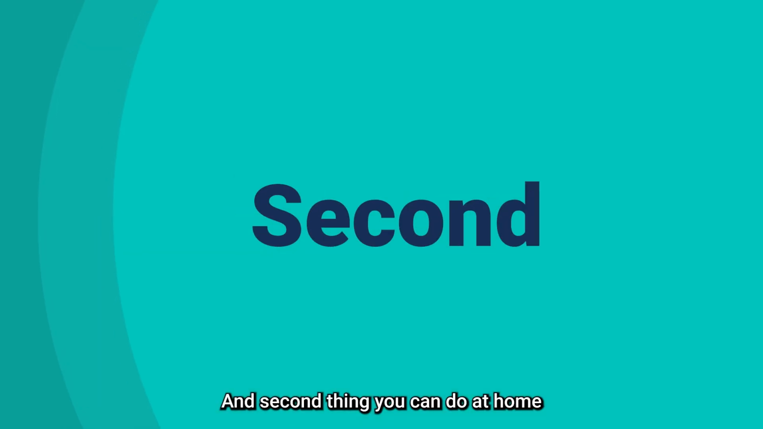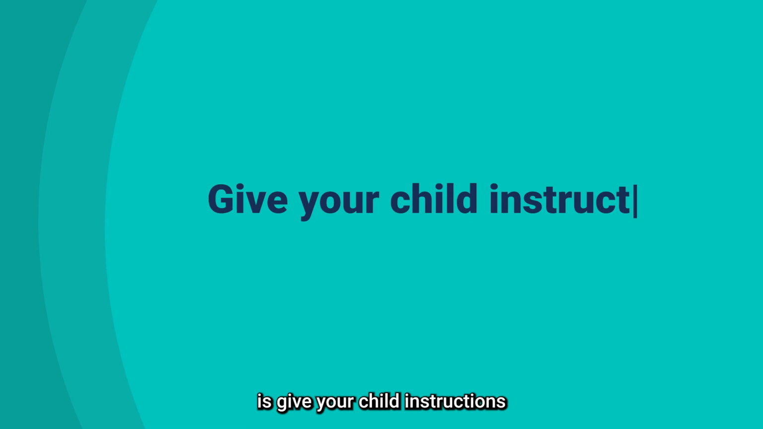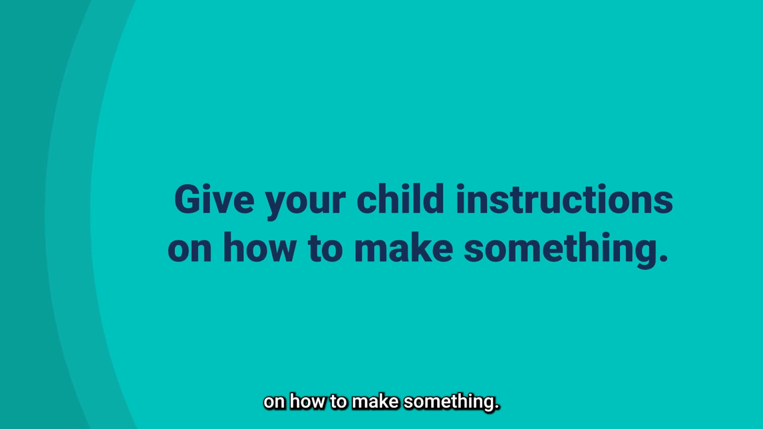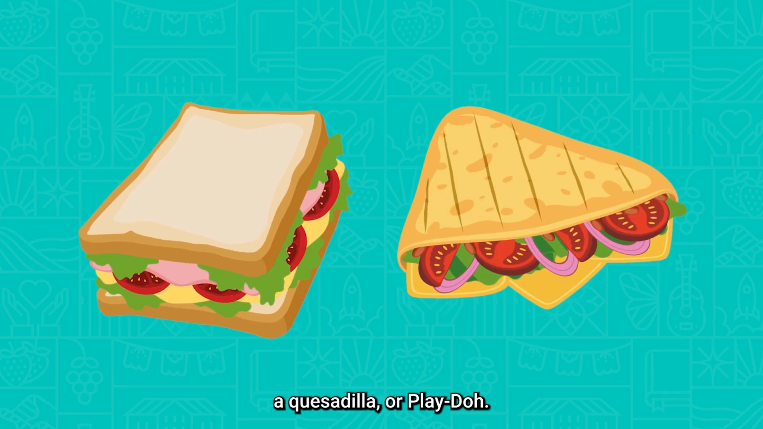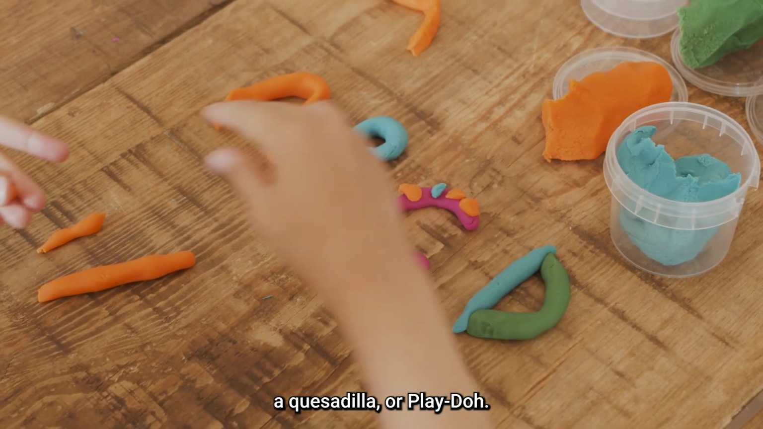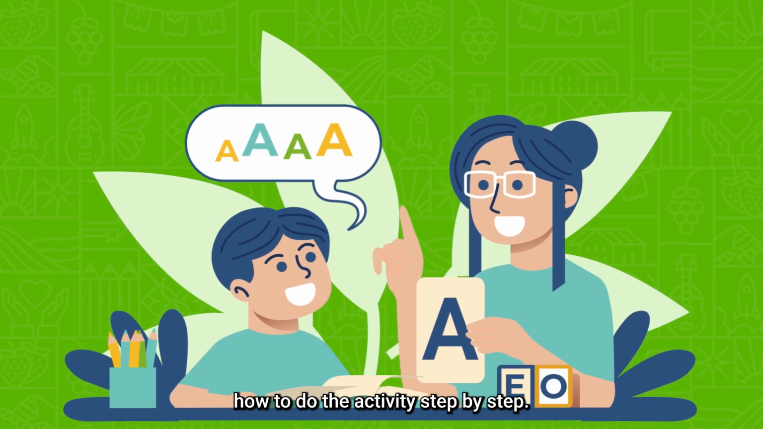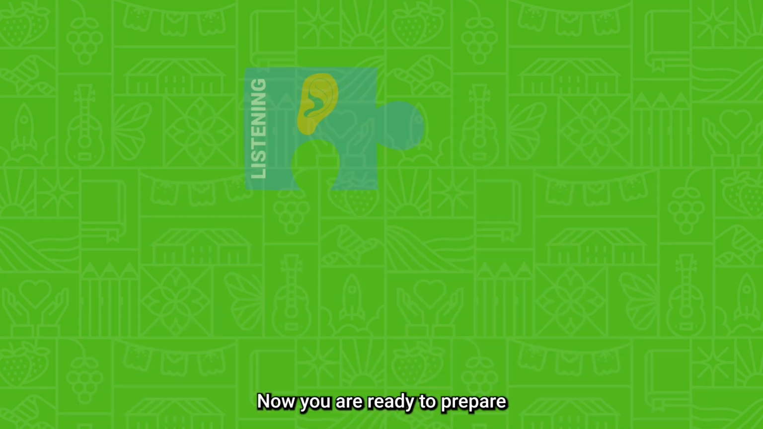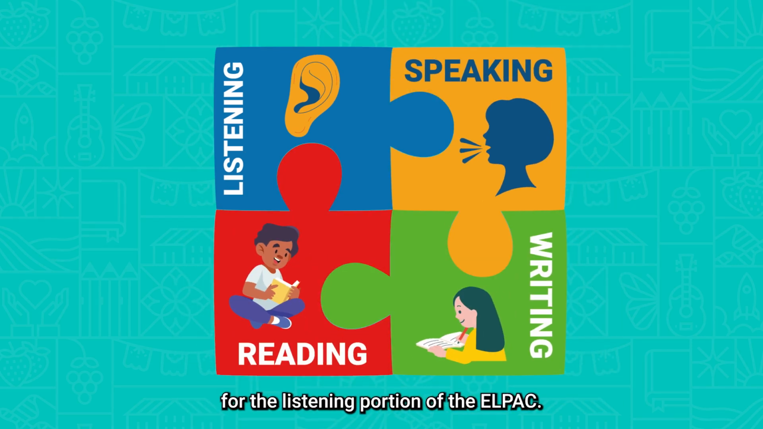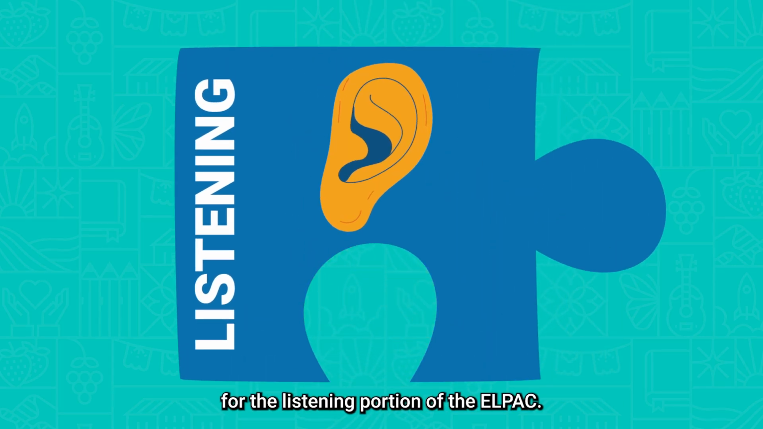and second thing you can do at home is give your child instructions on how to make something. For example, make a sandwich, a quesadilla, or Play-Doh. Then, have your child explain how to do the activity step by step. Now you are ready to prepare for the listening portion of the ELPAC.